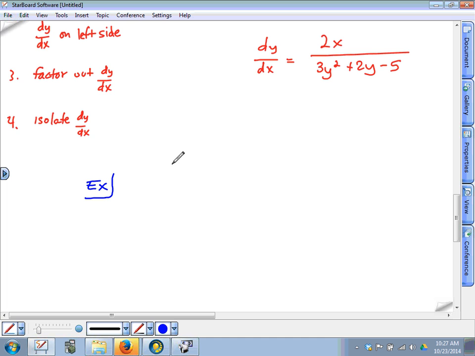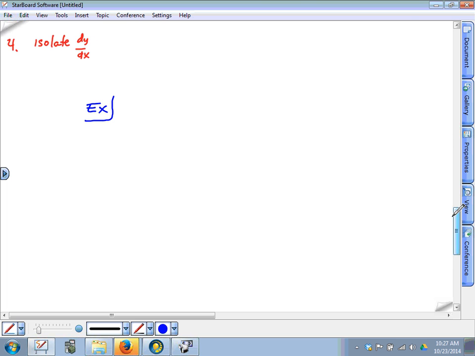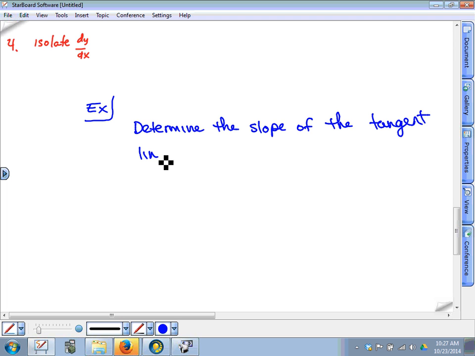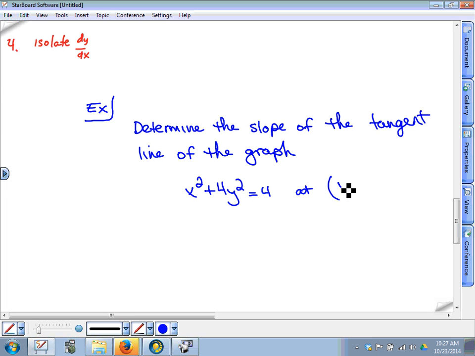Let's try another one. Determine the slope of the tangent line of the graph x squared plus 4y squared equals 4 at the point square root of 2 comma -1 over square root of 2.